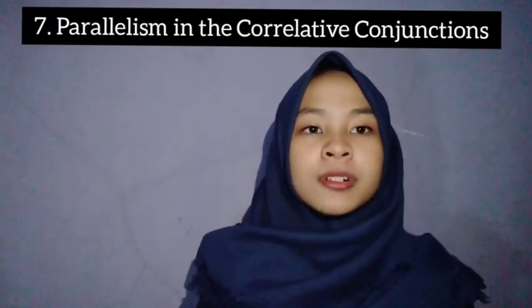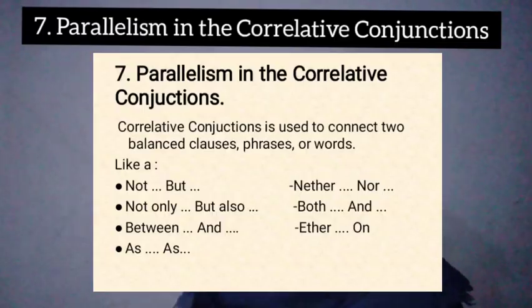After we review and remember our memories about parts of speech, so now I want to start parallelism. Number 7 is parallelism in the correlative conjunction. What is correlative conjunction? Correlative conjunction is used to connect two balanced clauses, phrases, or words. It's balanced.